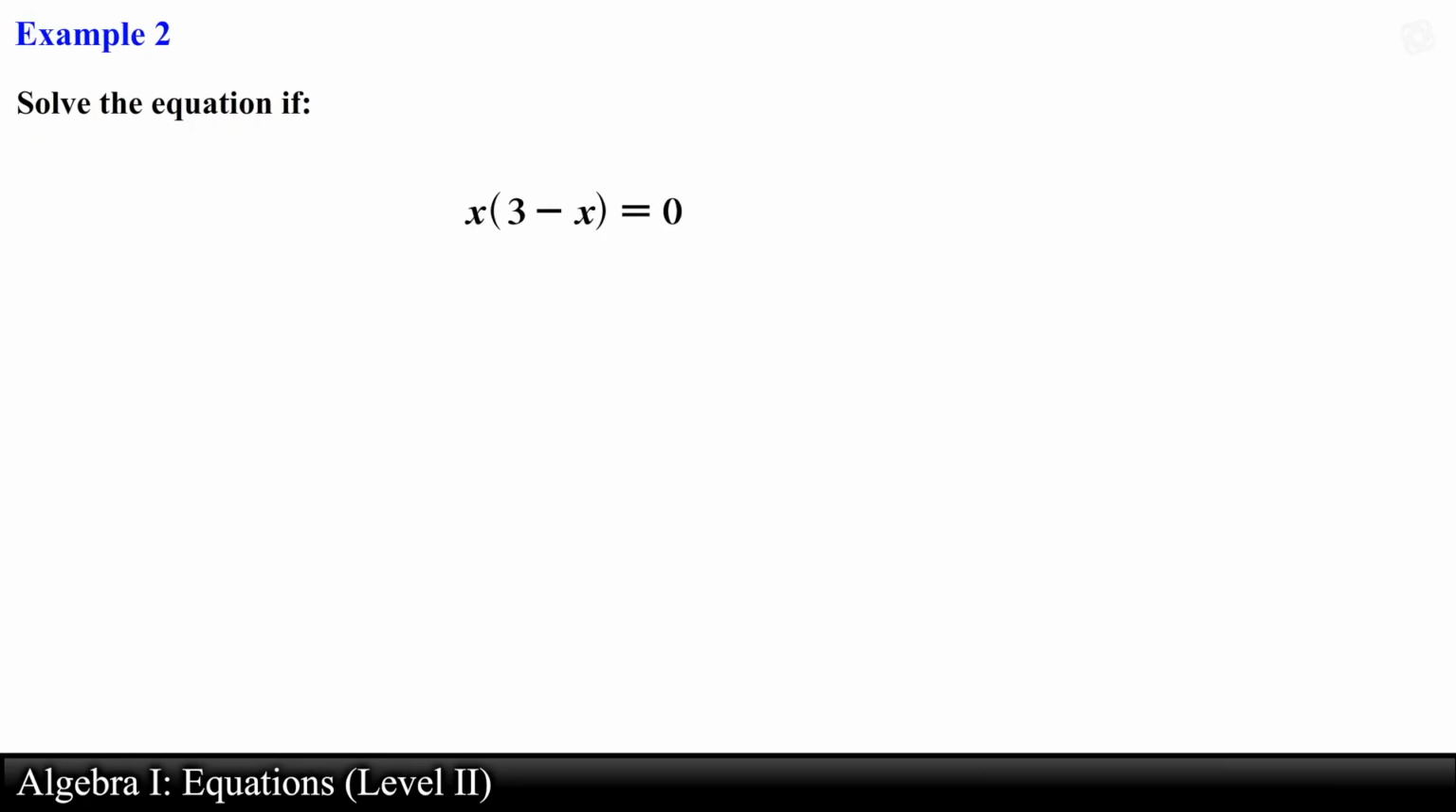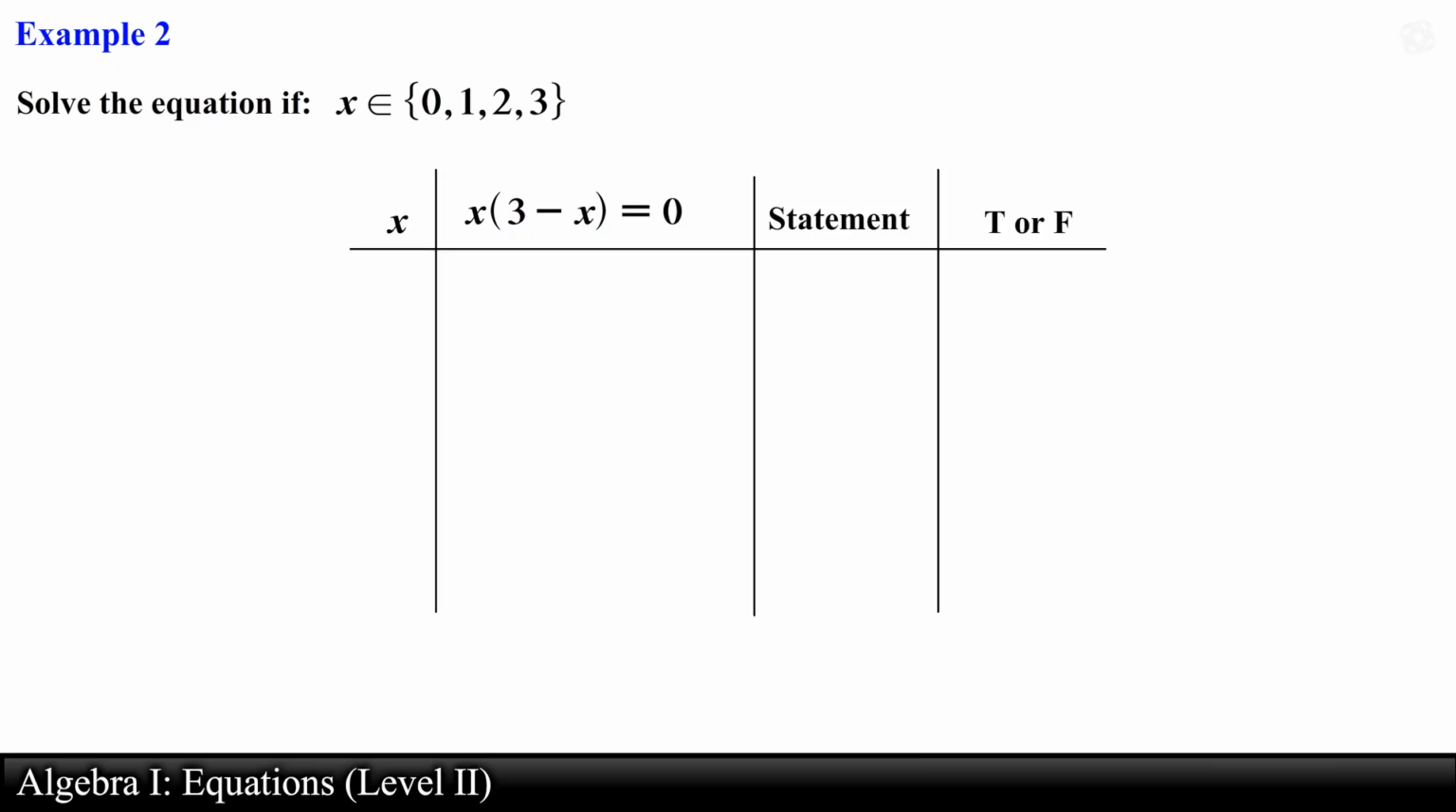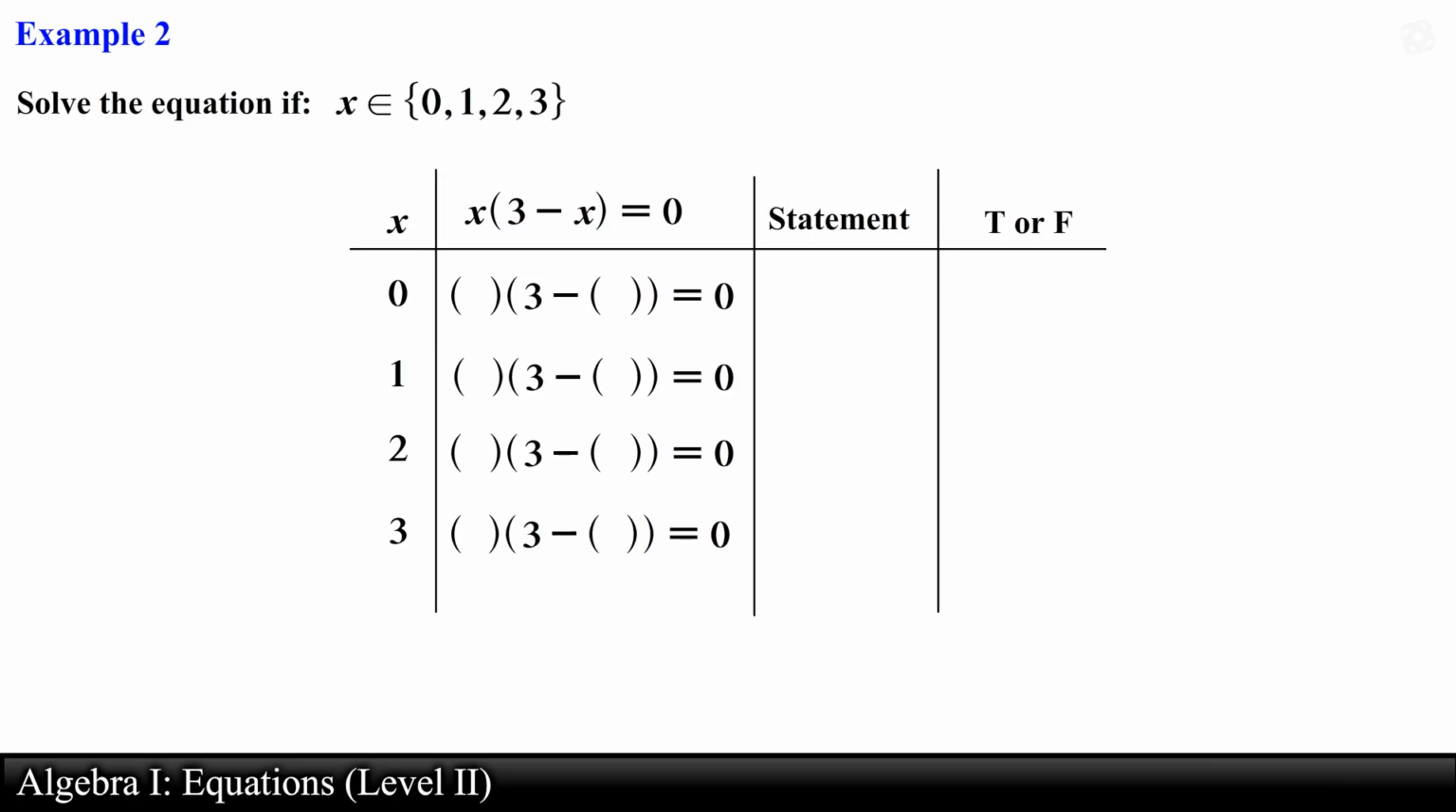Solve the equation x times the quantity 3 minus x is equal to 0 if x is an element of {0, 1, 2, 3}. Alright, just like the previous problem, let's set up a table and start systematically substituting the elements of the domain into the equation. The first element is 0, so we substitute that into the equation, which yields the statement 0 is equal to 0, which is a true statement.